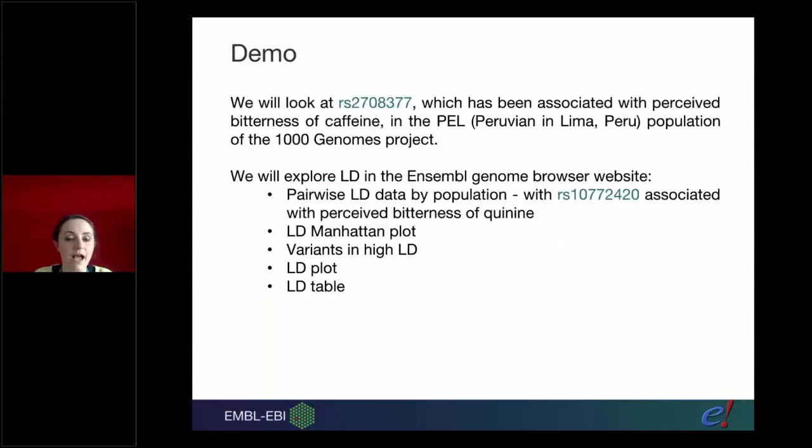So we're going to have a look at one of these variants, which was associated with the perceived bitterness of caffeine, and we're going to look at the PEL population from 1,000 Genomes phase 3. So this is a Peruvian population in Lima. And we're going to explore the LD by population of this variant, and particularly looking at this neighbouring variant which was involved in quinine perception.